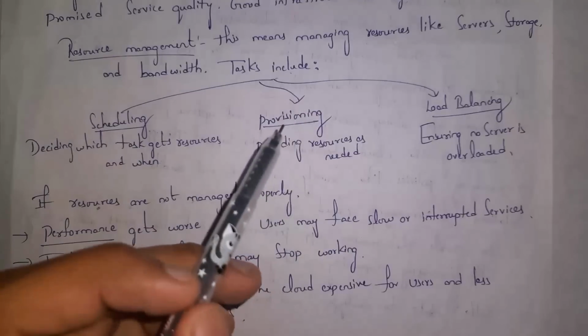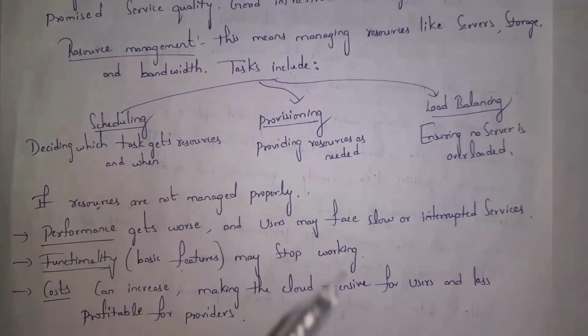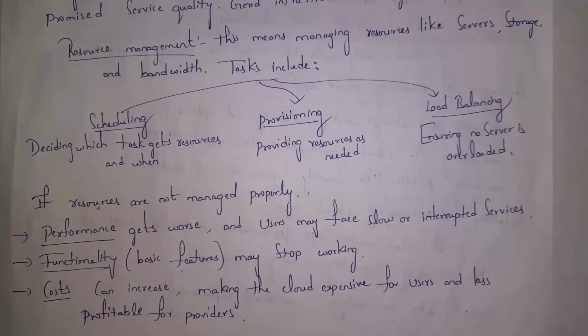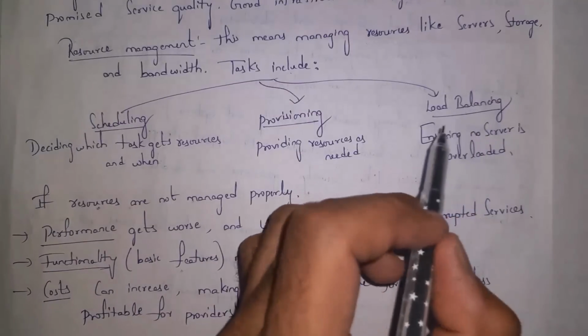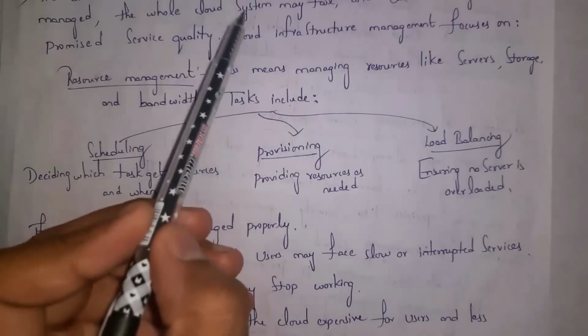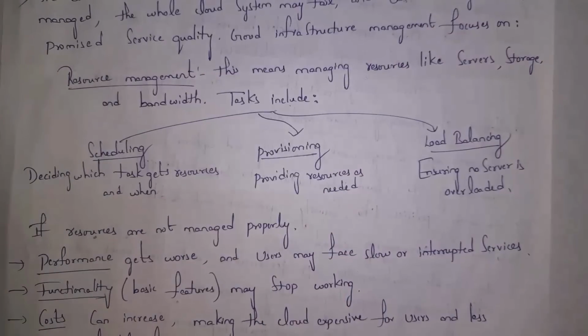And provisioning means providing resources as needed. Whenever user need resource, we need to provide them. This is meaning of provisioning. Guys, no server in cloud must be overloaded. So load balancing means ensuring no server is overloaded. If server is overloaded, then server becomes slow and we cannot perform any operations on server. So good infrastructure management focus on resource management.